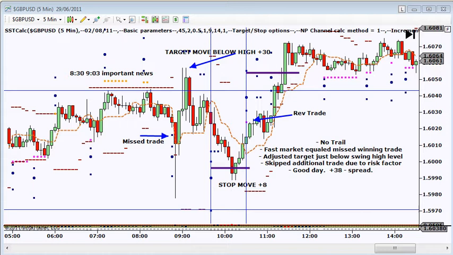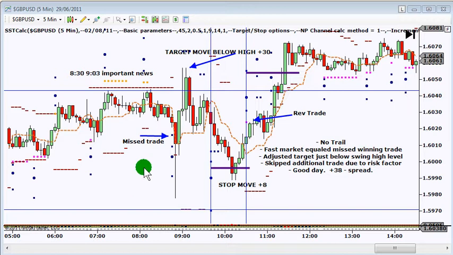And let me just show you something here. This is today. This is the pound US 5-minute chart. And let me just walk you through what I'm talking about. Over here, I just rattled off what the important news was for today. There was news at 8:30. 9:03 was a really important news in regards to Greece. You want to keep your eye on that.